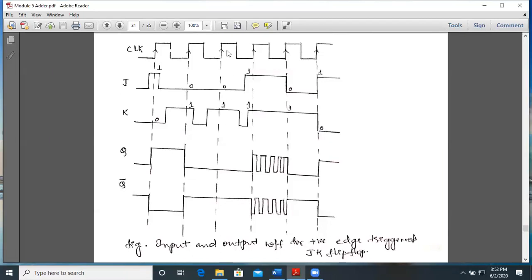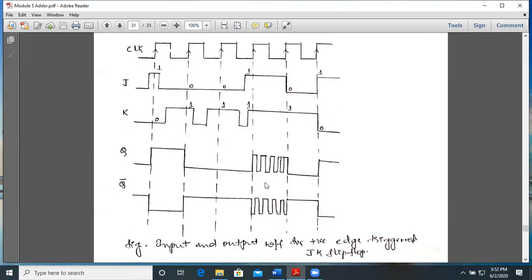In this particular clock signal, what are the inputs? Here it is 0 and here it is 1. Since it is 0 and 1, again it is the reset state. But now what happens? J and K, they both became 1. When they both become 1, it is going to toggle. If 0 is present, then it will make it 1. If 1 is there, it will change it to 0.